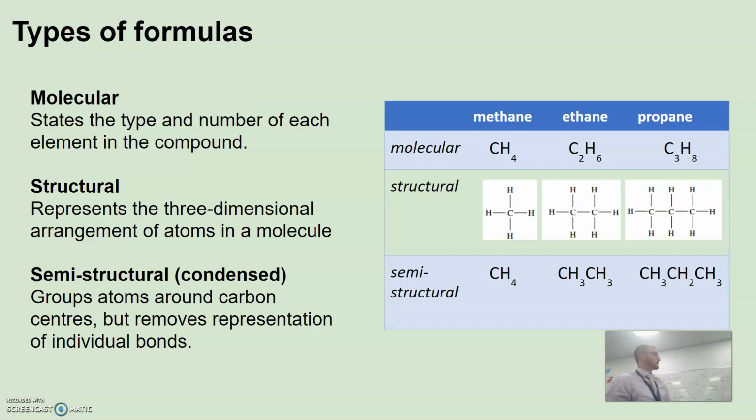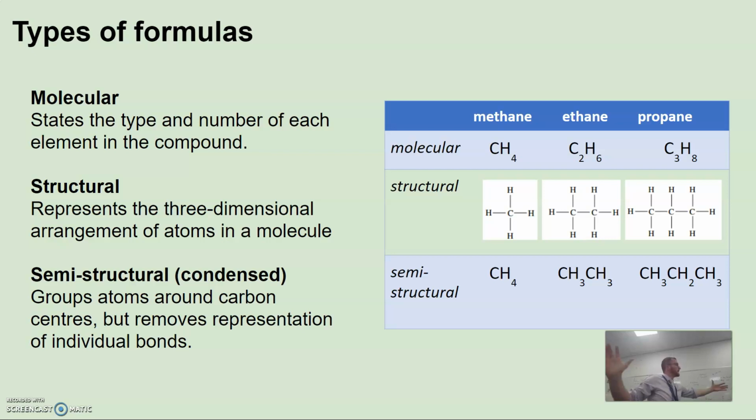All right, some old and some new things here. So we've seen this before. Molecular, structural, and semi-structural, also called condensed. Molecular tells us the type and the number of atoms within the molecule. So just looking at those first three: methane, CH4, has a structure with C and 4 single bonds coming off it. I'm not expecting those three-dimensional representations with the zigzag lines, etc. The VCAA is very happy for your molecules to appear flat.